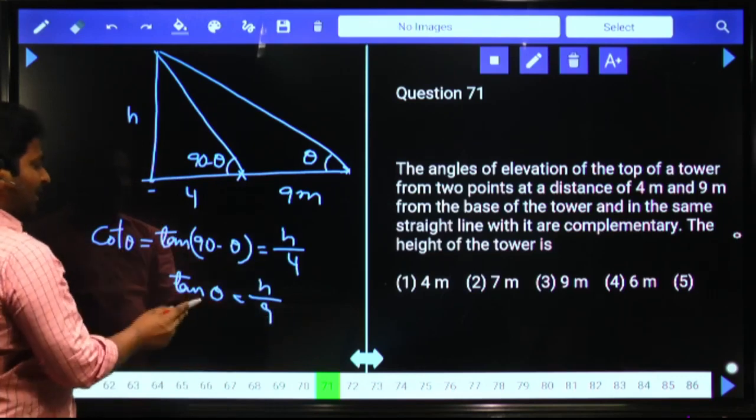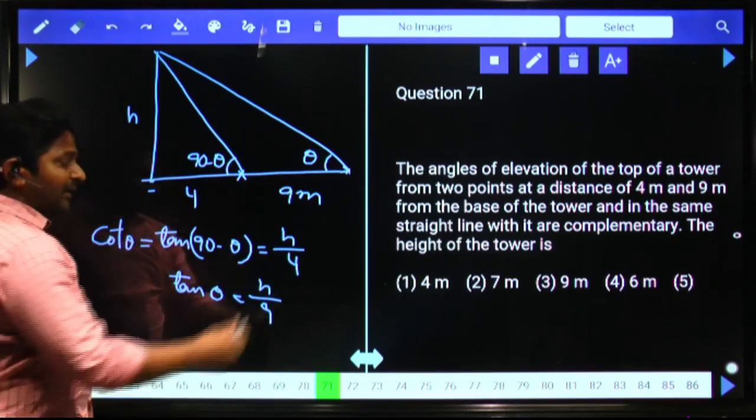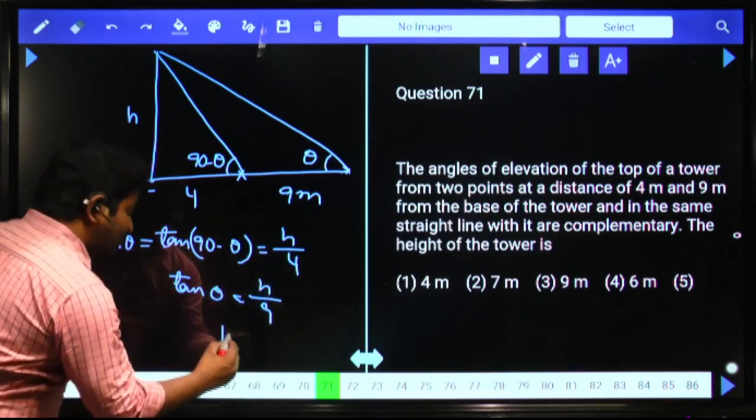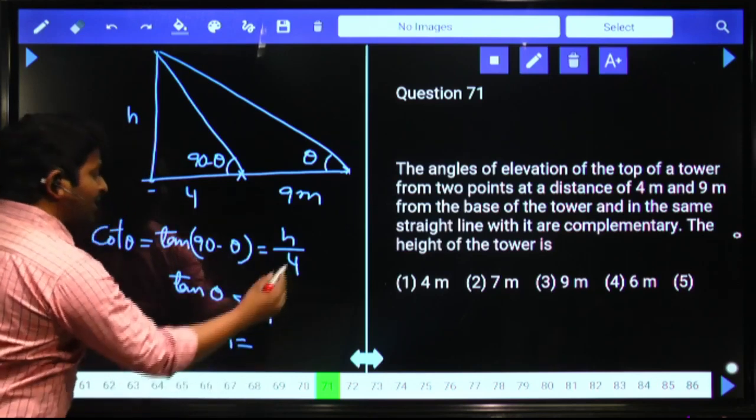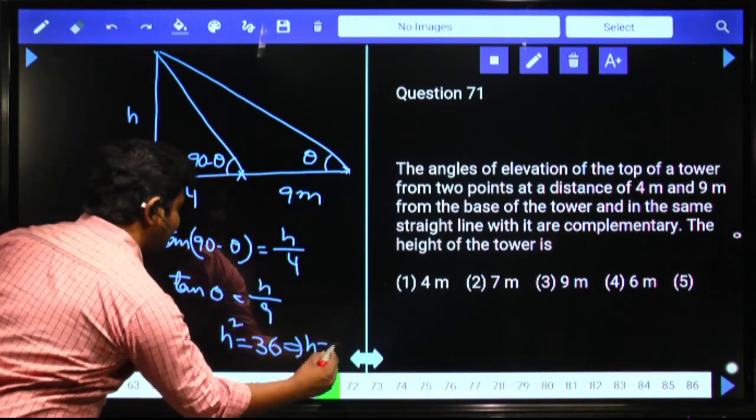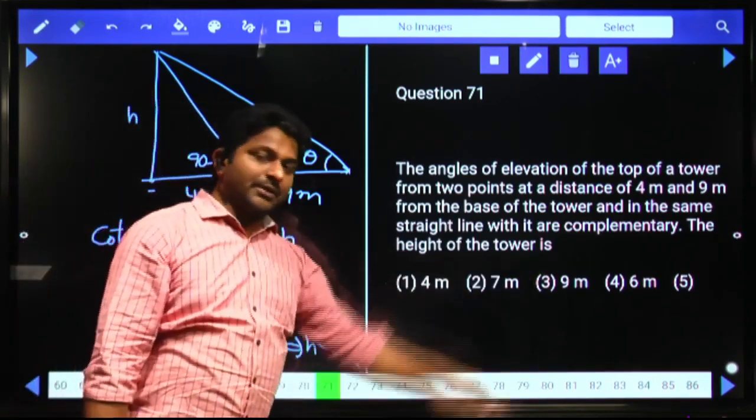When you know tan theta and cot theta, the product of tan theta and cot theta is equal to 1. Then h by 4 into h by 9 is equal to 1. That is h squared is equal to 9 into 4, that is 36. From this, height is equal to plus or minus 6. It cannot be minus, so it has to be positive. Fourth option is the answer.